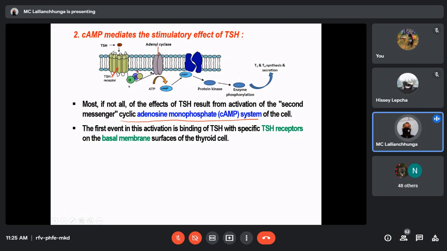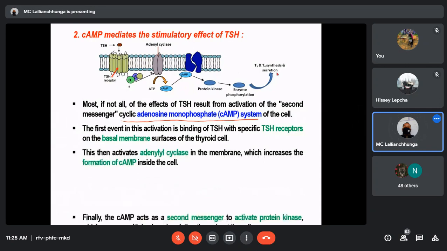So this is at the molecular level how TSH works. TSH just does the binding to its receptor, and the rest will be accomplished by the cyclic AMP. This second messenger will accomplish this thing. So the ultimate effect will be increased T3 and T4 synthesis, as well as increased secretion of these hormones. So I'll not repeat here.